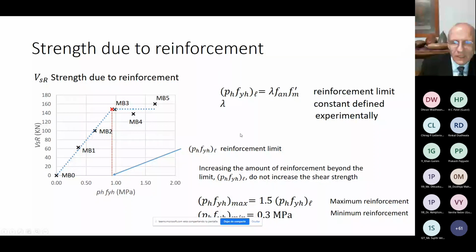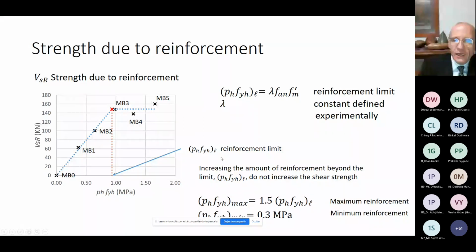And so, based on this limit, we have included a maximum value. So we can include more reinforcement than this one, even though we cannot increase the shear capacity. It has been shown that the displacement capacity is increased. So it is still increased with the amount of reinforcement. So we decided to include a maximum amount of reinforcement larger than this amount of limit value.